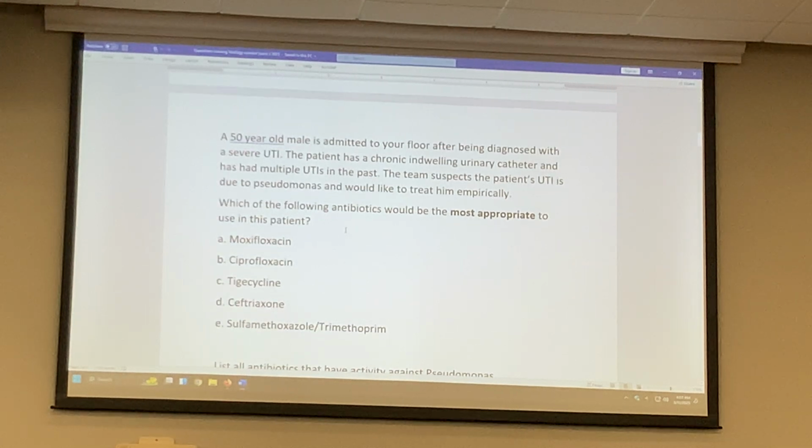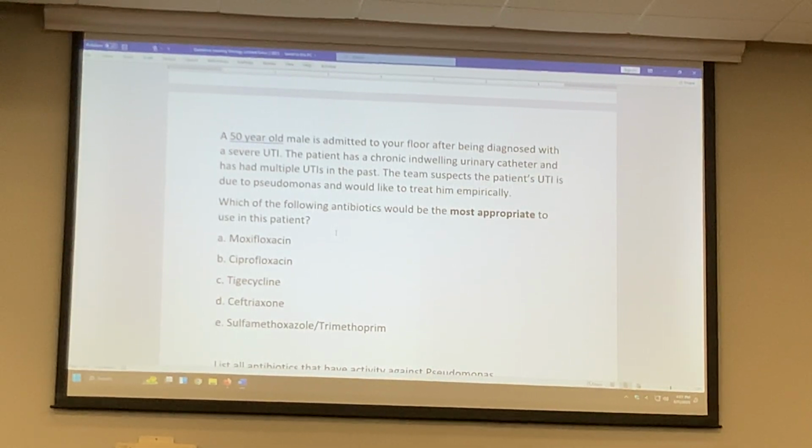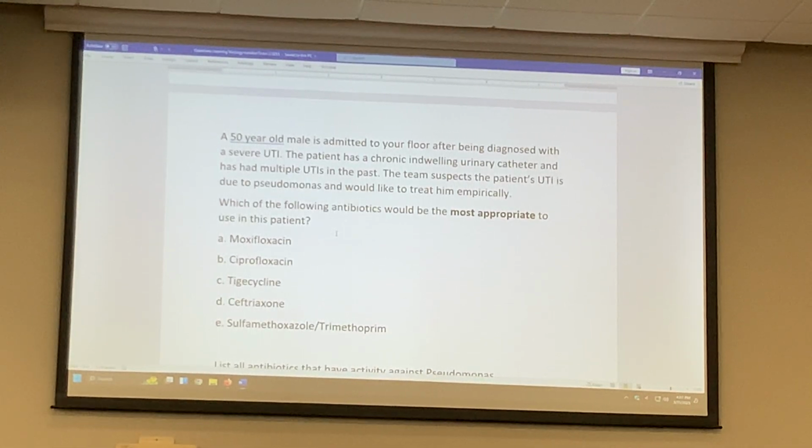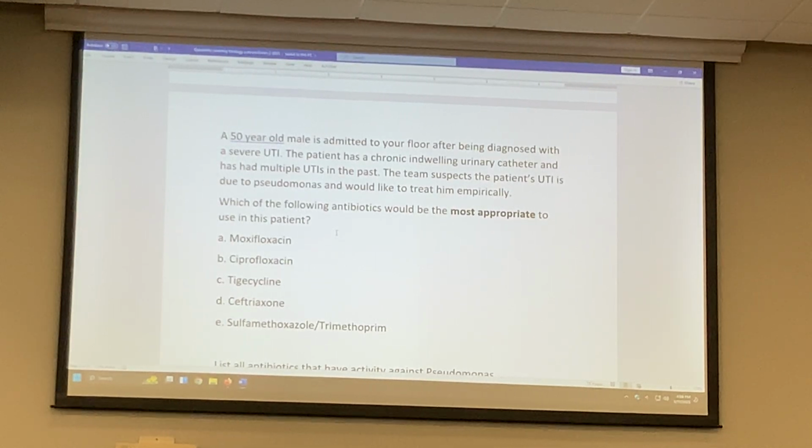So the first thing we need to think about is which of those drugs has activity against Pseudomonas, or which does not? Let's start with E. Does Bactrim treat Pseudomonas? Have you ever heard this? No. What about ceftriaxone? No. What about tigecycline? No, that's the exception. It's a broad spectrum drug for all kinds of organisms, MRSA and gram-negatives and positives and anaerobes, but no Pseudomonas. So that's not an option.